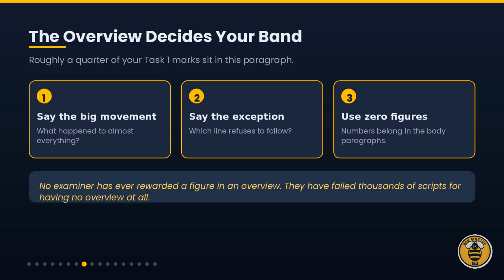The overview is the single most important paragraph in Task 1. It is worth a quarter of your marks on its own. 3 rules. 1. State the biggest overall movement. 2. State the main exception or contrast. 3. Use no specific figures at all. Save every number for your body paragraphs.